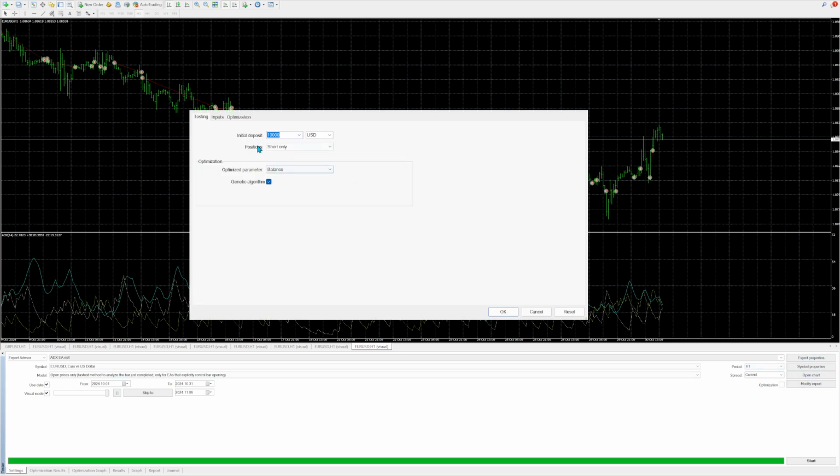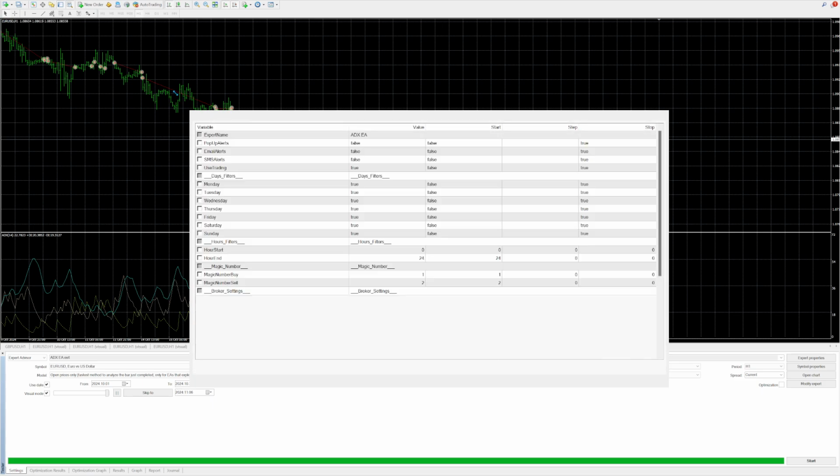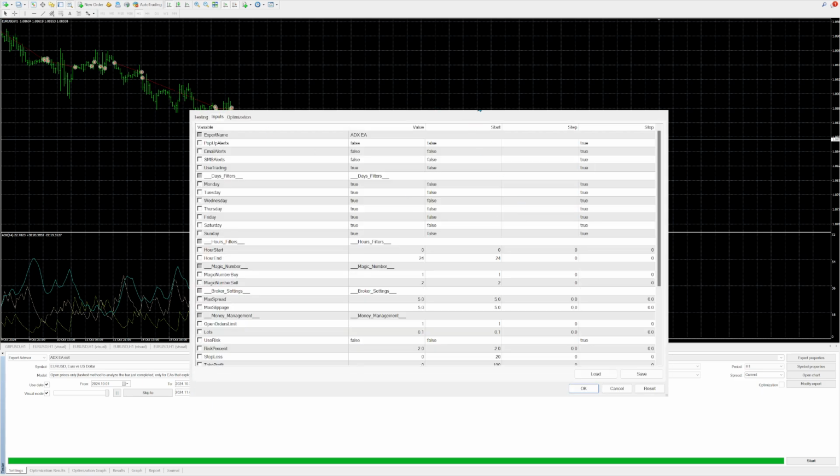Okay, so let's just run through some settings. This is just basically in the strategy tester. If you click the expert properties window, you can choose the deposit you'll test with, the trade direction. Okay, and if we go to the inputs, here you have the various inputs available in the EA. So just make that bigger for you.